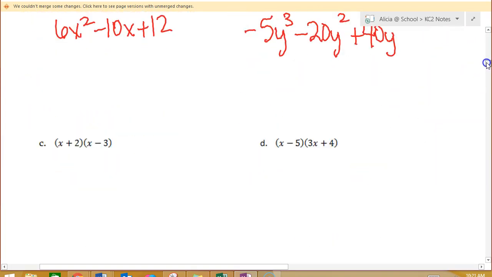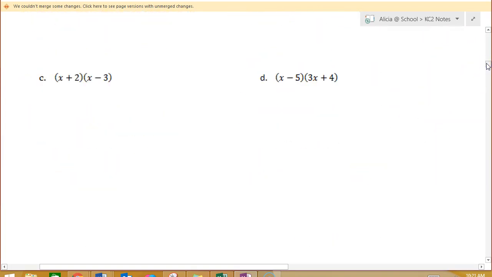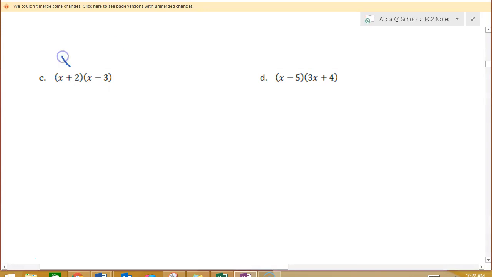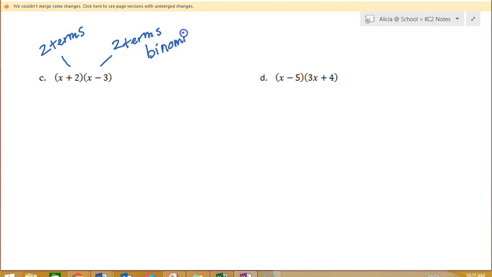Well, what happens when we have something that is 2 binomials? So I use the word 2 because each of these parentheses, right, they have 2 terms. This one too, x and then negative 3. This also has 2 terms. So anything that has 2 terms, we use the word binomial. Bi means 2. So when I draw my Punnett square, I want a 2 by 2.